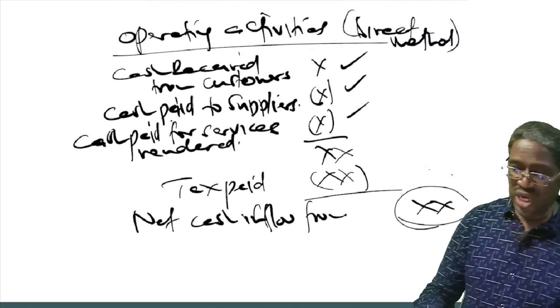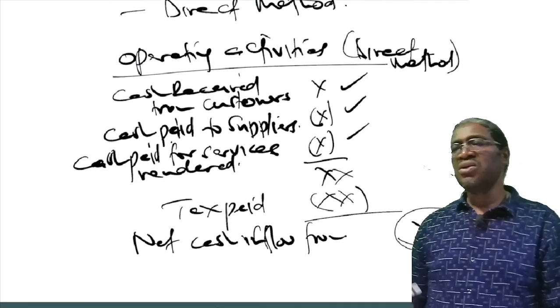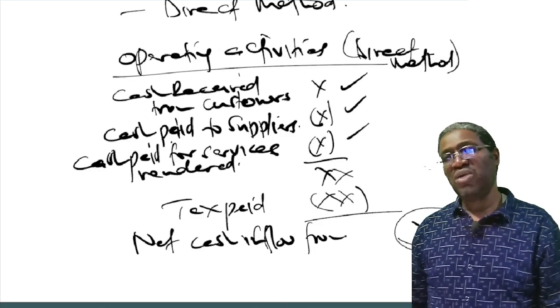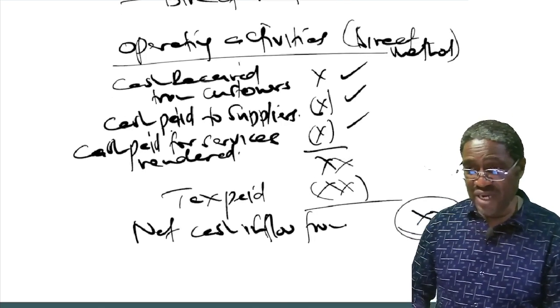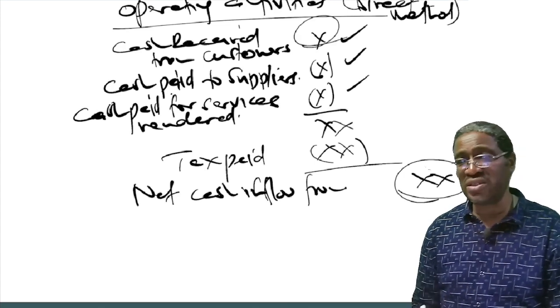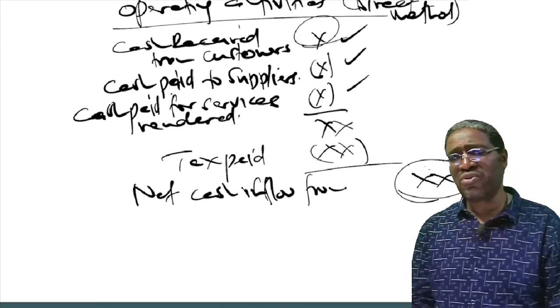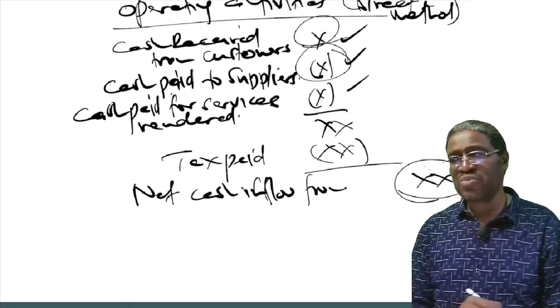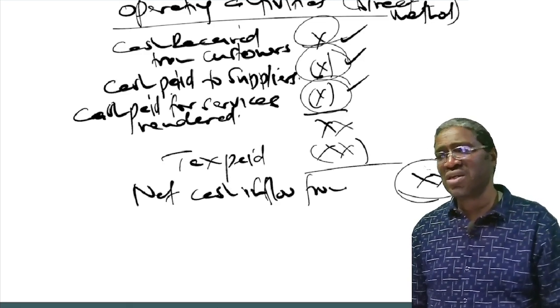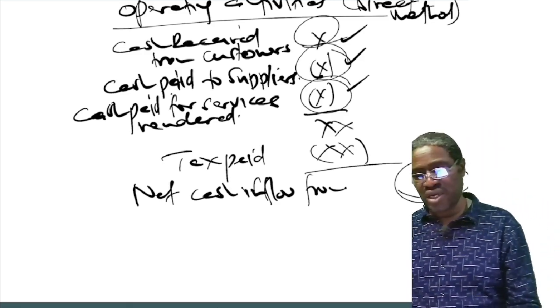Just introduce the cash flow topic. Maybe next time we may continue from there, where we discuss in detail. Now, how do you get the cash flow from operating? How do you get the cash received from customers? How do you get the cash paid to suppliers? How do you get the cash paid for services rendered? That's what we may discuss next time.